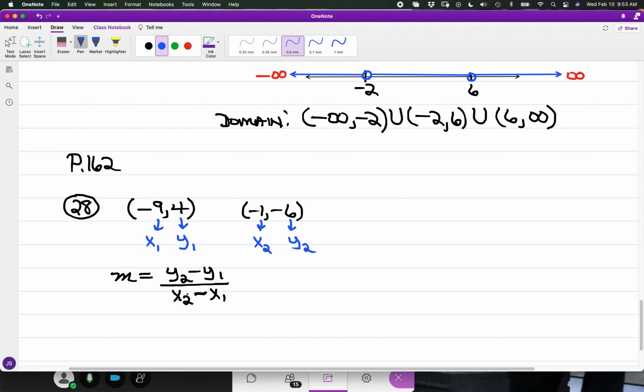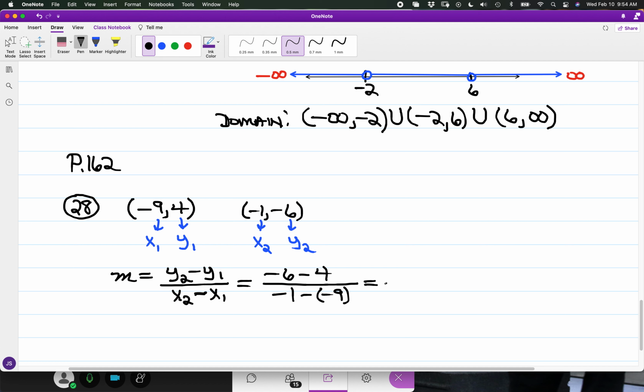So before you start working with this formula, go ahead and lay out what the subscripts to the x and y terms are going to be. Having identified those, we can plug in now for y2 minus y1. Again, y2 we have at negative 6, and we have minus y1, so minus 4. And for x2, we have negative 1 minus x1, so minus negative 9.